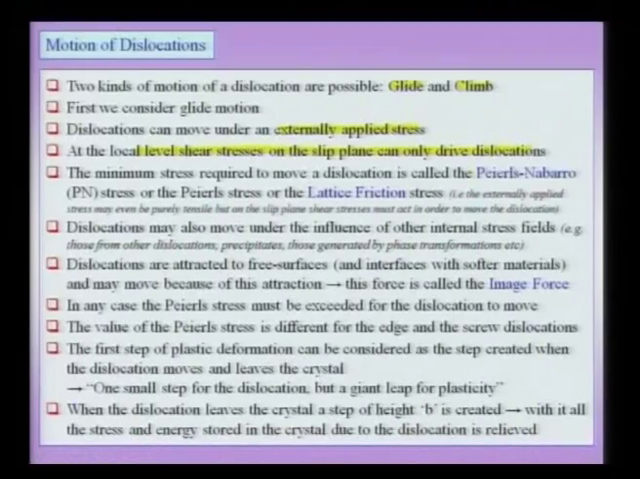Now there is a minimum stress you need to apply to move a dislocation, and this stress is called the Peierls-Nabarro stress, in a shorter form the Peierls stress, and sometimes also referred to as the lattice friction stress. So again, when I am talking about these kind of stresses, these stresses are at the microscopic slip plane level and not the macroscopic stresses which you apply externally to the macroscopic specimen.